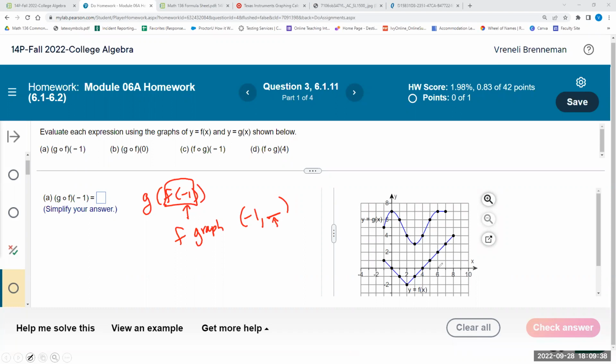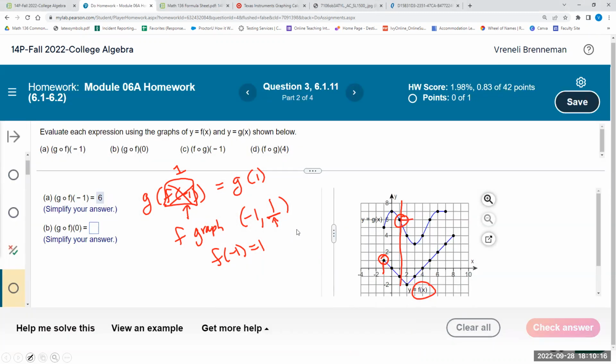So I look on the f graph, which is this check mark shaped one. I find -1 for the x coordinate, and that's this point here with +1 for the y coordinate. So that means f of -1 equals 1. I replace f of -1 with the 1, and now I'm looking for g of 1. So now I'm looking for 1 on the x, and where that intersects with the g graph, which is at 6. So that's g of 1.